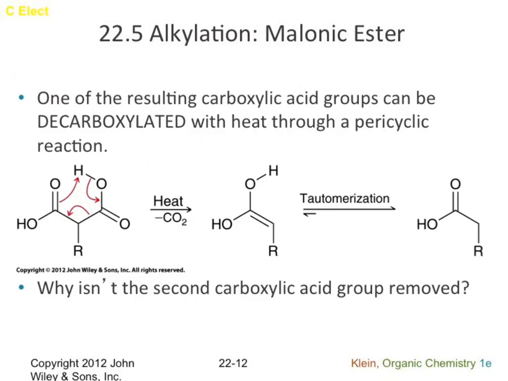We can do some internal acid-base chemistry, and in the process of that, we can kick out CO2 as a reasonably good leaving group. That whole chemistry is driven by the stability of that intermediate. Why is this intermediate stable?